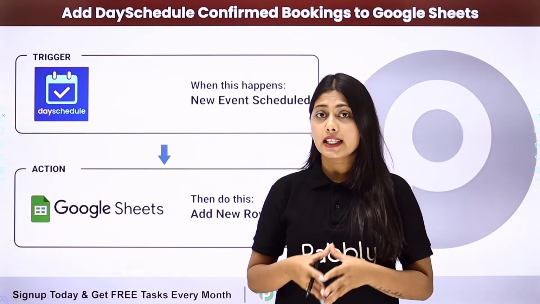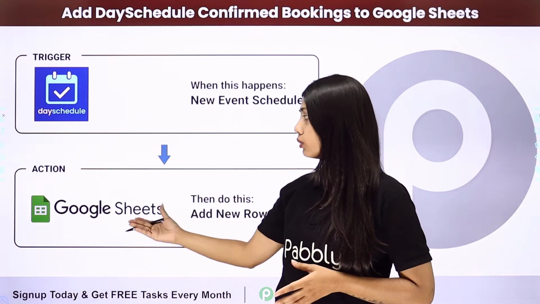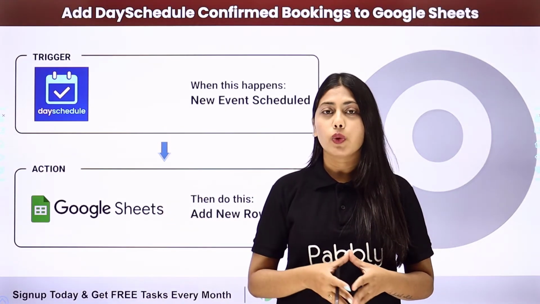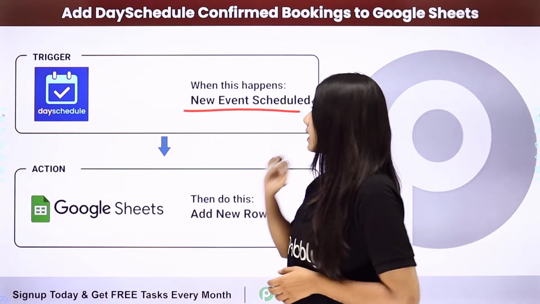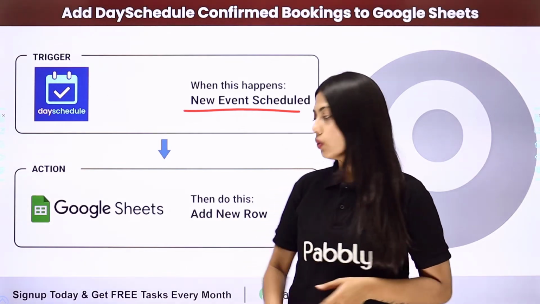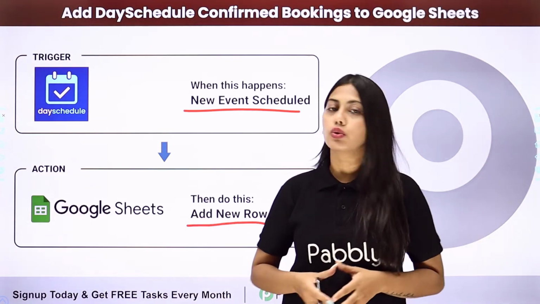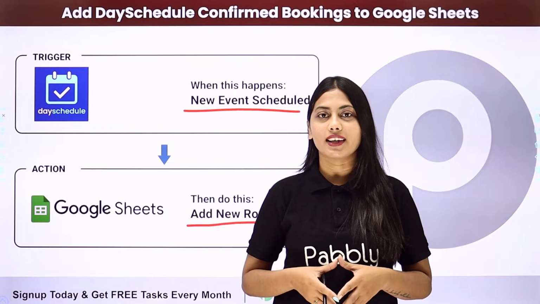You can create this integration between Dayschedule and Google Sheet using Pabbly Connect, where our trigger will be the new event scheduled in your Dayschedule and our action will be add new row in Google Sheet. Let us learn how to do that.